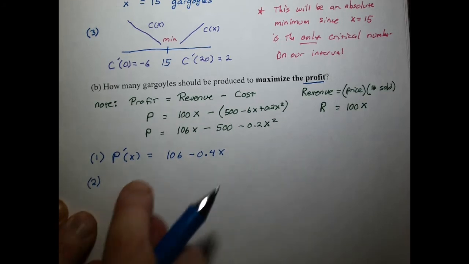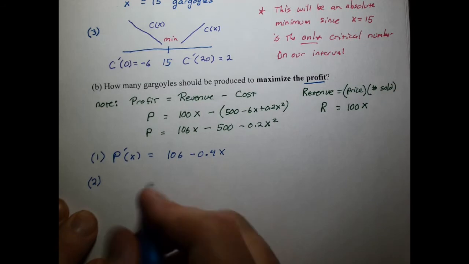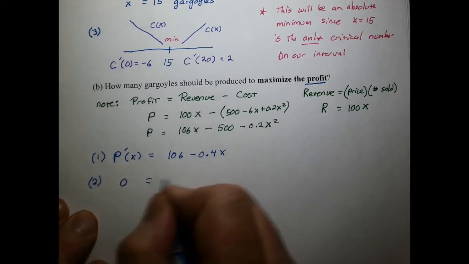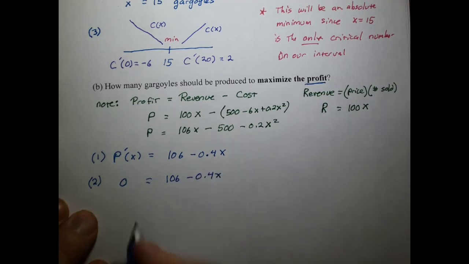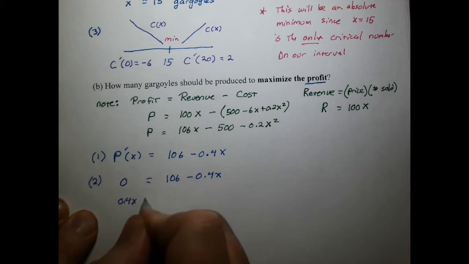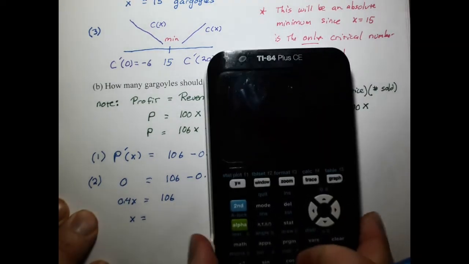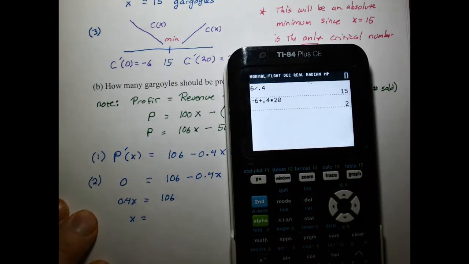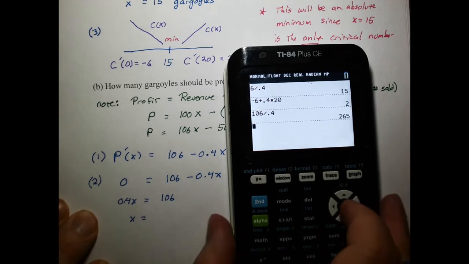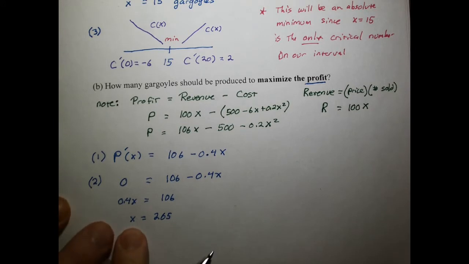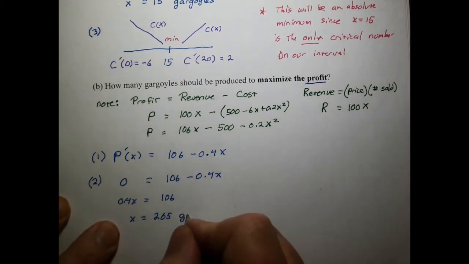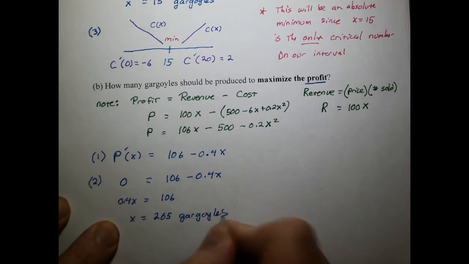And remember, step 2, look for where the derivative is 0 and undefined. So if we set the derivative equal to 0, we can solve for x. And so this is going to be 106 divided by 0.4, and that'll give us 265. And because x is the number of gargoyles, this will be 265 gargoyles.